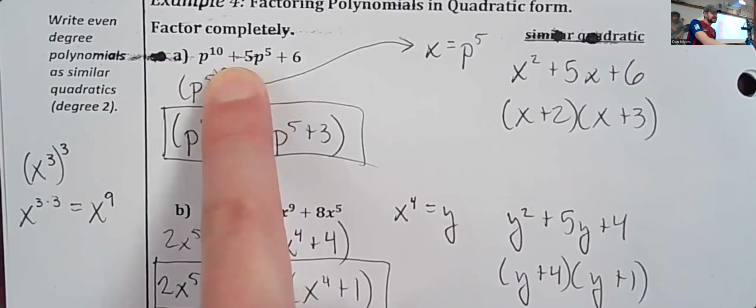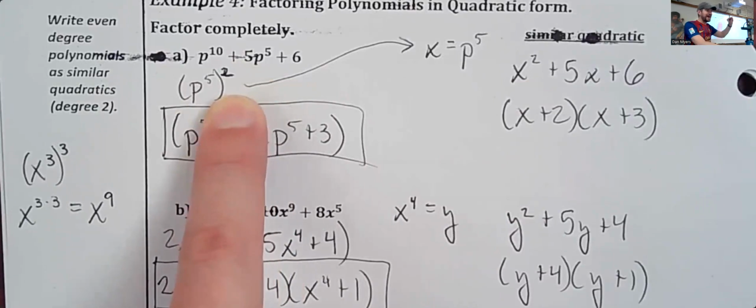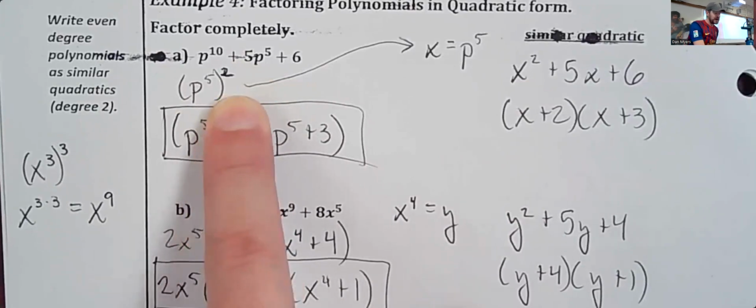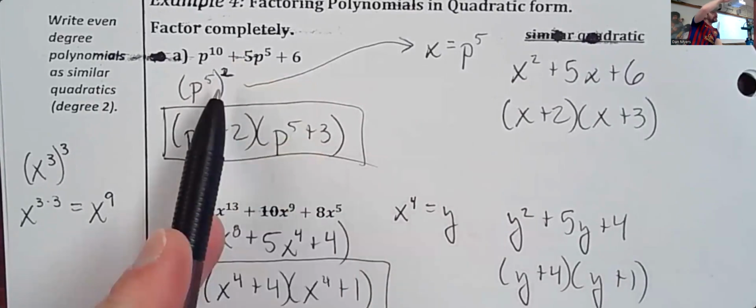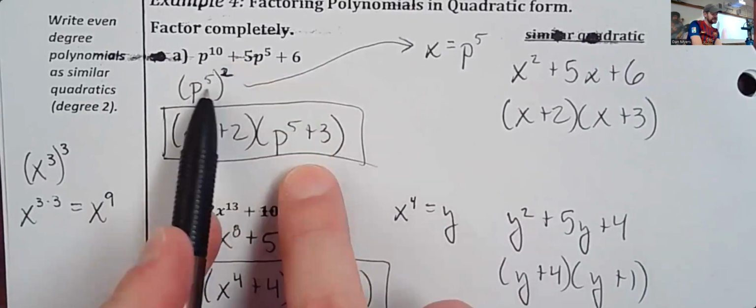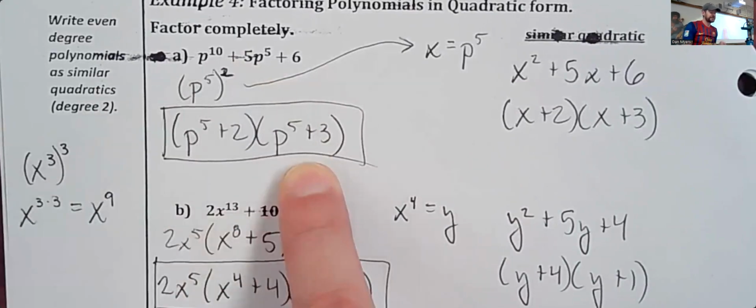Because if you divide this number by 2, that would be the same as p to the 5th power to the 2nd power. And using the power rule that you learned back in algebra 1, the power rule says if you have a power to a power, you multiply the exponents together. So 5 times 2 is 10. So 10 divided by 5 is 2, making that squared, which is a quadratic.